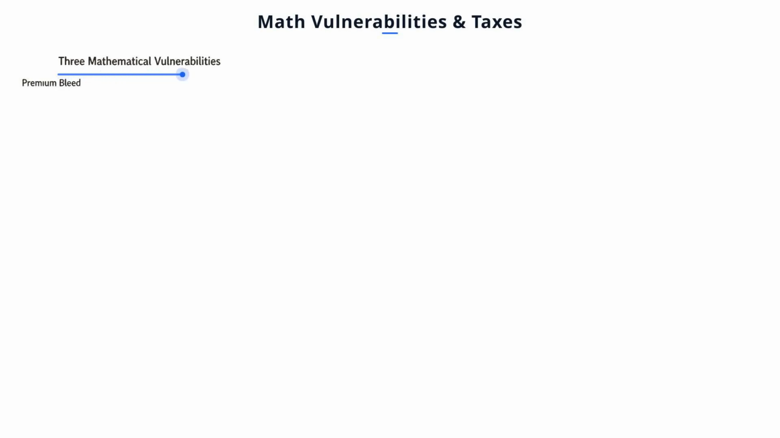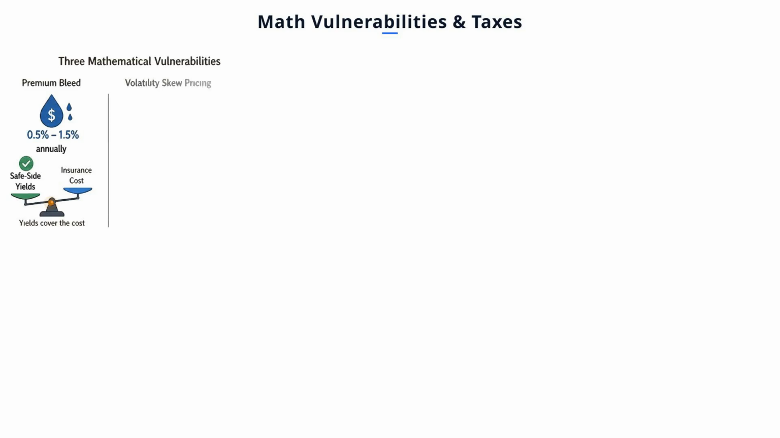There are 3 mathematical vulnerabilities. First is the premium bleed. Purchasing deep out-of-the-money puts creates a persistent drag of 0.5 to 1.5% annually. The strategy must be sized so that safe-side yields cover this cost, turning speculative bets into yield-financed options.